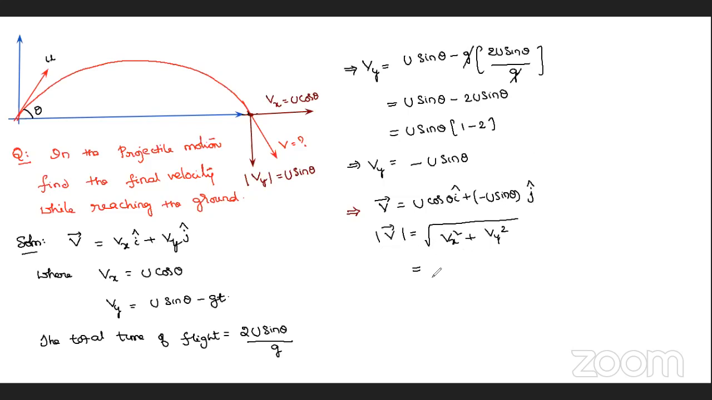Good. Here, the root of Vx square plus Vy square means u square cos square theta plus Vy square, whole square, that becomes u square sine square theta. Okay. So if I take u square common here, cos square theta plus sine square theta is 1. So that I am getting u.